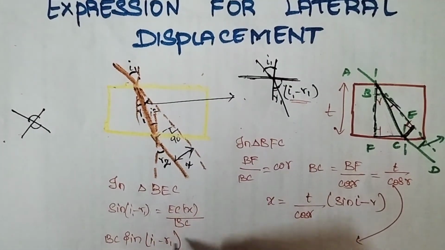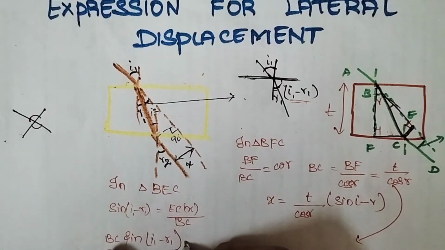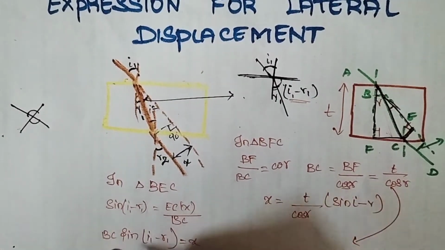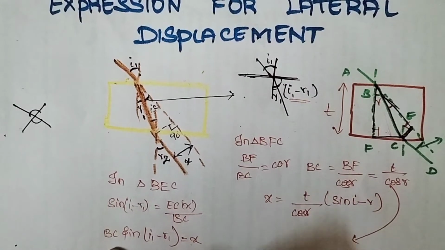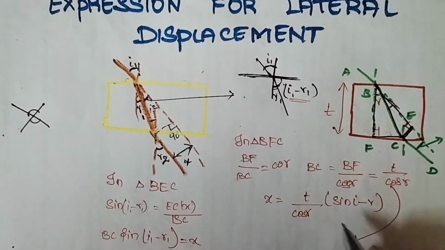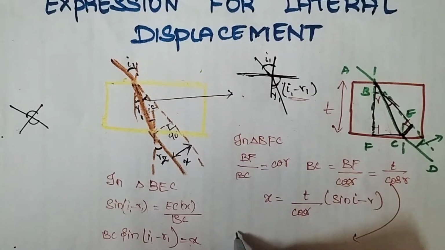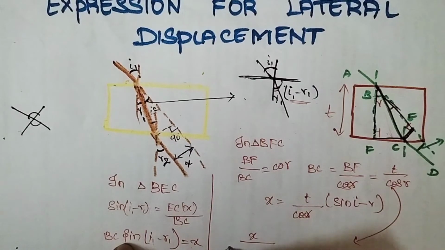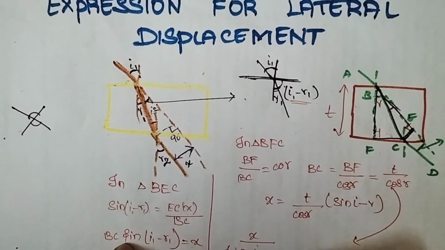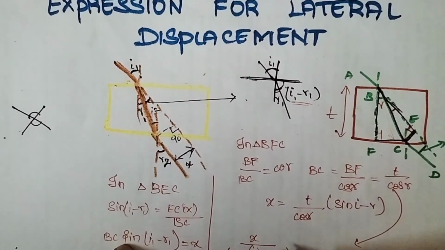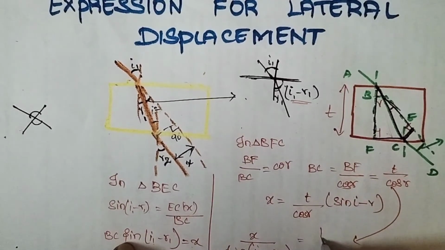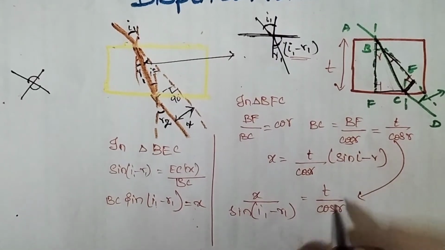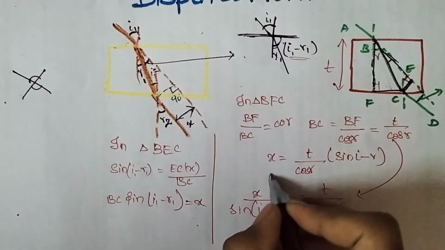BZ, what is BC? Sine BC equals X. Then the BZ value is X by sine of (i1 minus r1), correct? So BZ value is X by sine (i1 minus r1). This has BC value t by cos r. Clear? Now if you take this, you will get this.